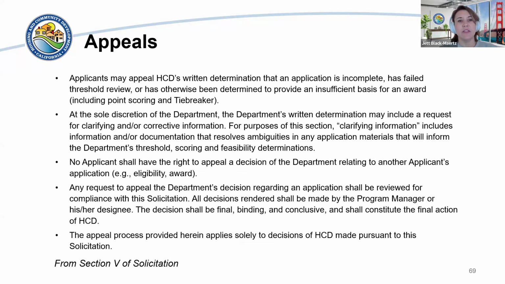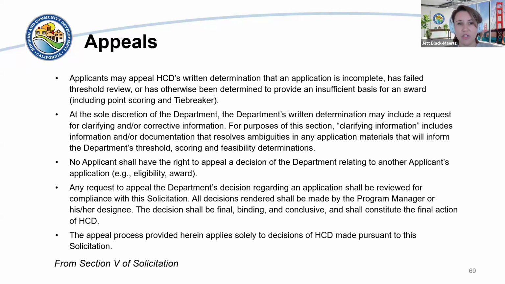Appeals. Applicants may appeal HCD's written determination that an application is incomplete, has failed threshold review, or has otherwise been determined to provide an insufficient basis for an award, including point scoring and tiebreaker. At the sole discretion of the department, the written determination may include a request for clarifying and/or corrective information. For purposes of this section, clarifying information includes information and/or documentation that resolves ambiguities in any application material that will inform the department's threshold, scoring, and feasibility determinations.